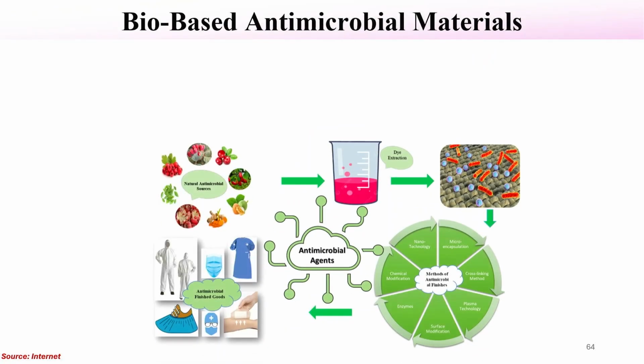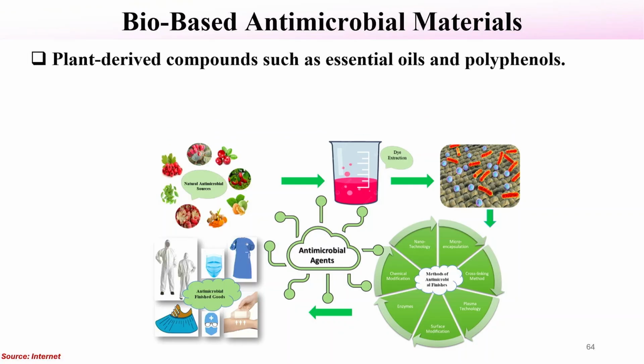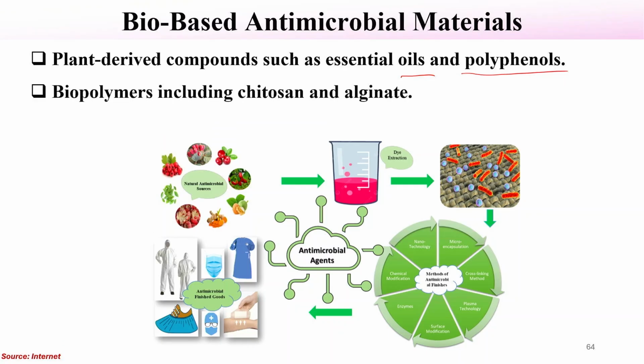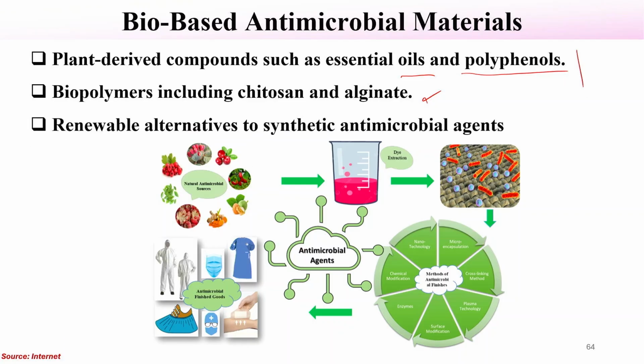Bio based antimicrobial materials we should adopt. Plant derived compounds such as essential oils and polyphenols are used for antimicrobial treatment on textile material. Biopolymers including chitosan and alginates are used to reduce the environmental effect. Renewable alternatives to synthetic antimicrobial agents are required.